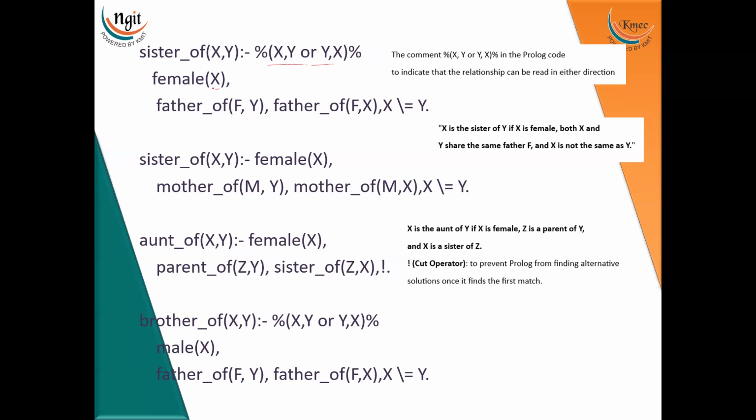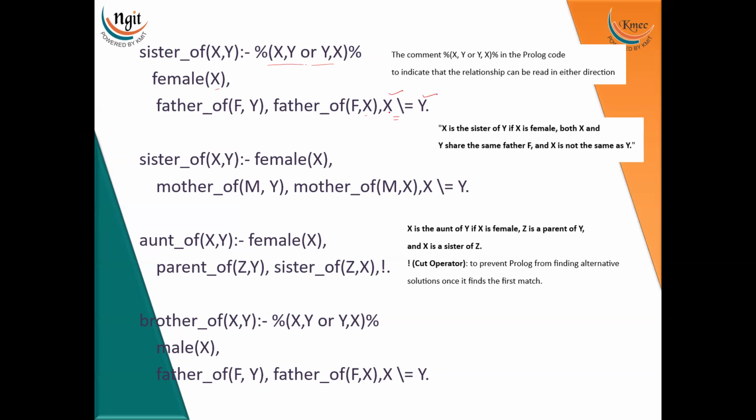if X is female, and both X and Y share the same father. Yes, F is a father of Y, F is also a father of X. Then only we can say that both X and Y are sisters to each other. And this representation is X is not the same as Y. Here we are saying X is different, Y is different.